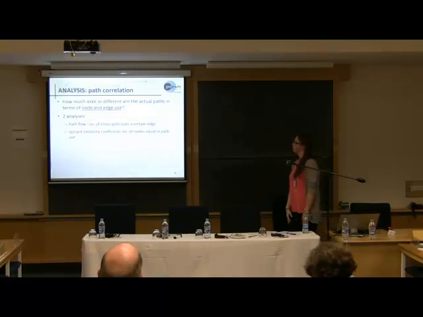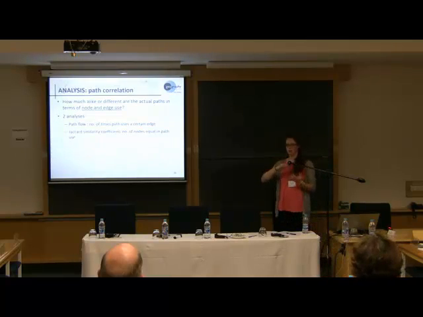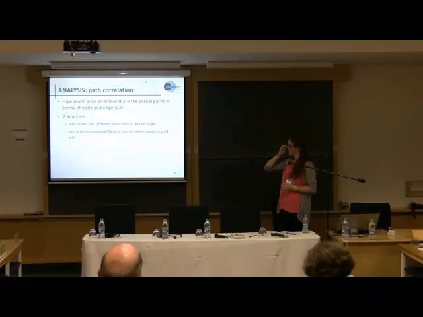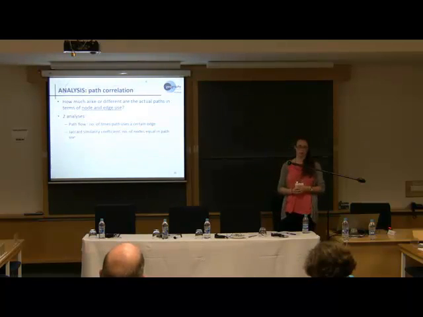Then we wanted to see actually how the paths are embedded in space. So we want to have a path correlation, and we did that on two levels: in terms of node use and in terms of edge use. So we calculated the path flows, the number of times the path uses a certain edge, and also the Jaccard similarity coefficient, which is the number of nodes that are equal in path use.